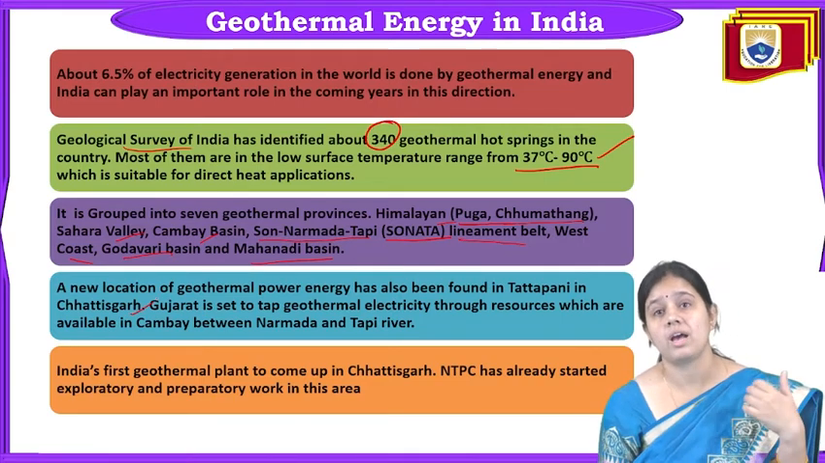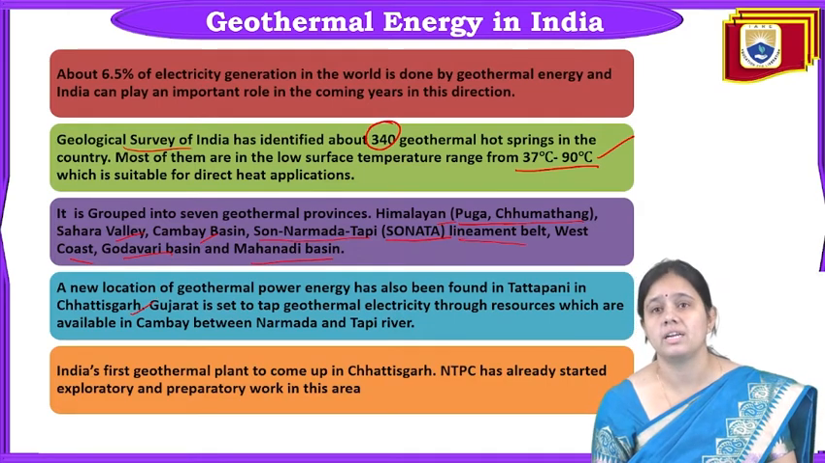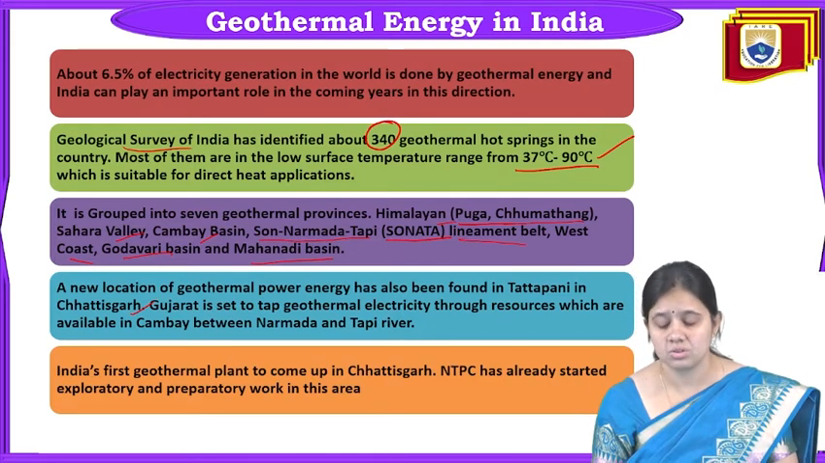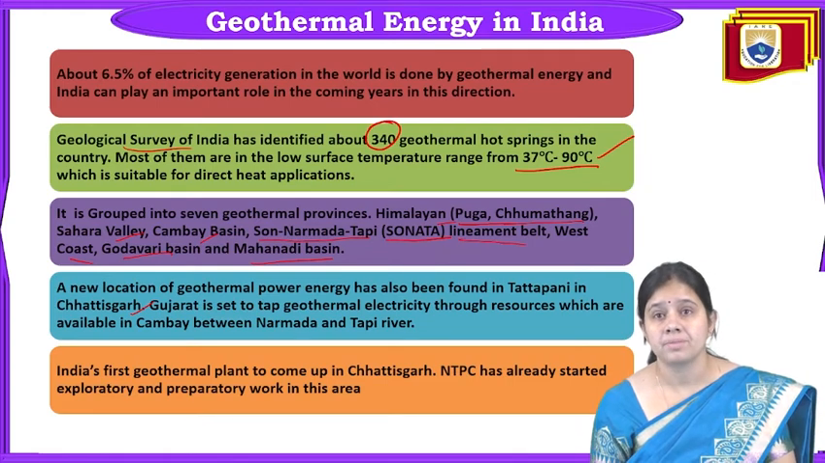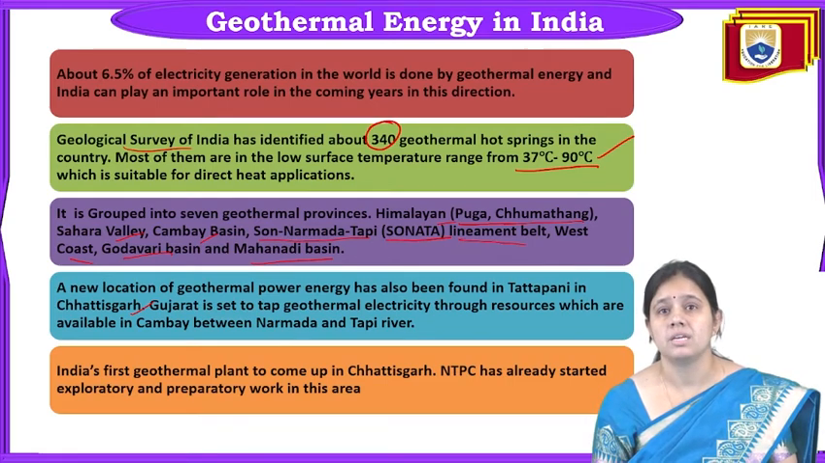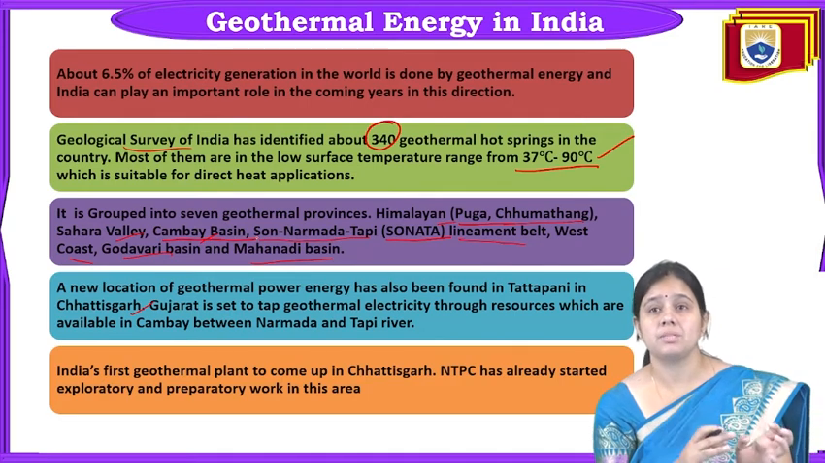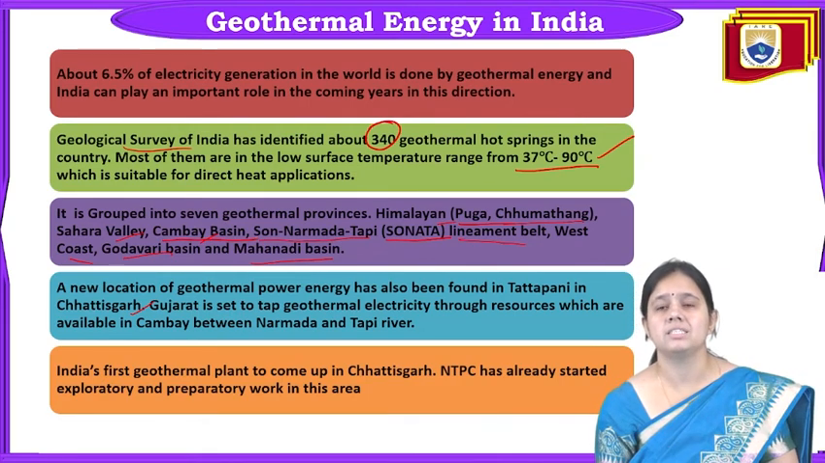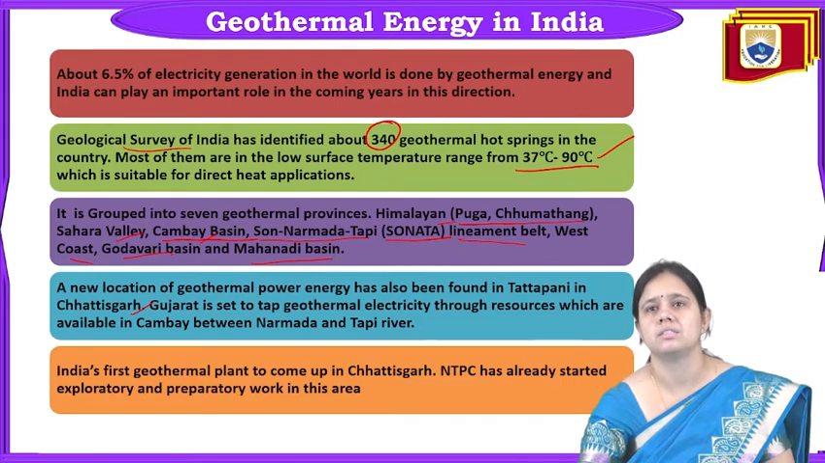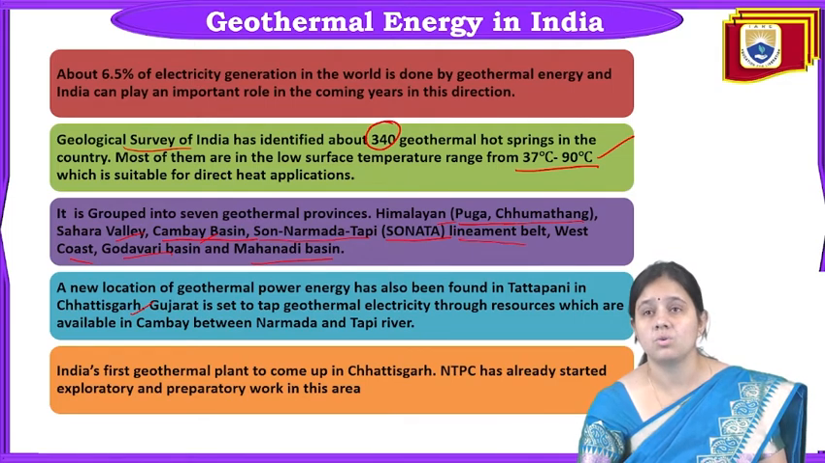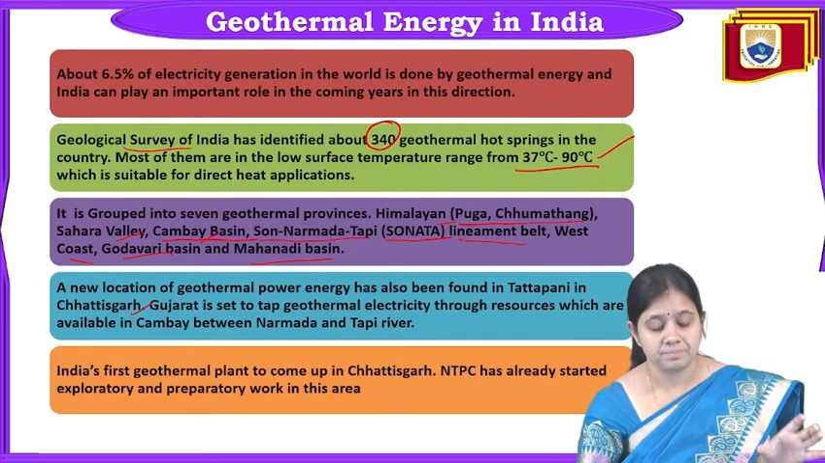Gujarat also has good potential for geothermal electricity, through resources available in the Cambay basin, which is present between the Narmada and Tapti rivers. India has very good potential for geothermal energy, and 340 geothermal hot springs have already been identified. So we can use that. That is a good alternative source of energy.